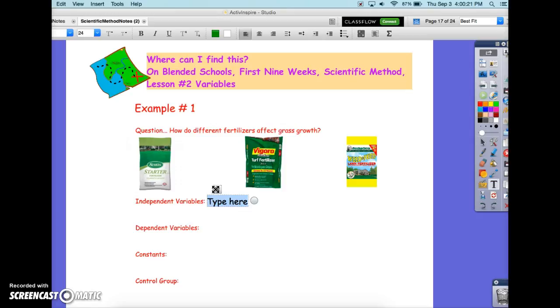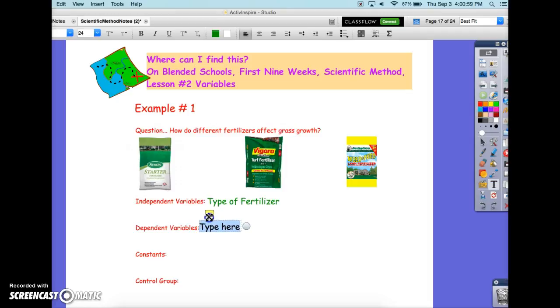So we talked about independent and dependent variables today, and one of the examples we looked at was how do different types of fertilizers affect grass growth. And the clue that I gave you when we think about the independent variable is always to ask yourself, what is the scientist changing? So in this case, again, our question is how do different fertilizers affect grass growth? The scientist is going to change the type of fertilizer. Okay, he's got Scott's, he's got Vigoro or Weed and Feed.